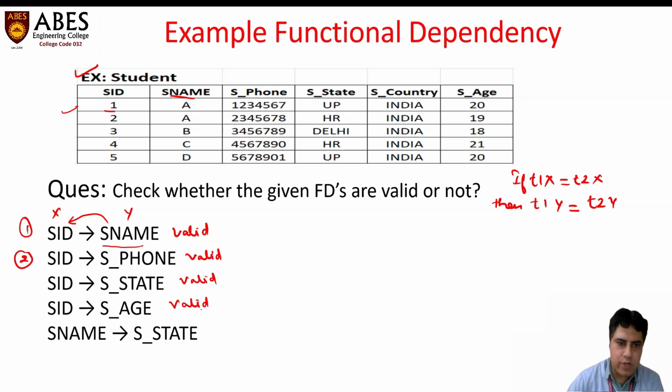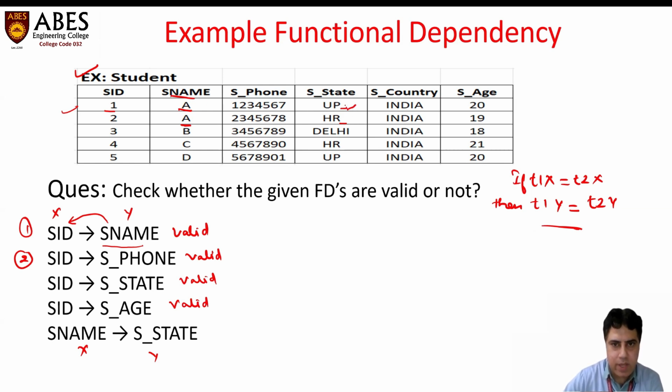Now check for student name and student state. This is Y and this is X. Student name is A. There is one more student name A. So tuple 1 X equals tuple 2 X. Then we need to check the student state. Student state of both the students must be same, but this is different.